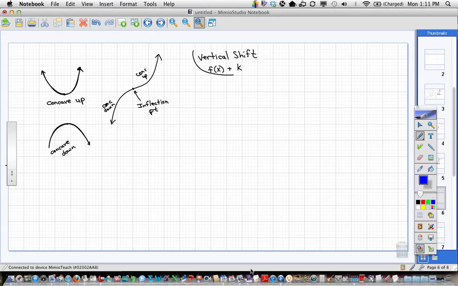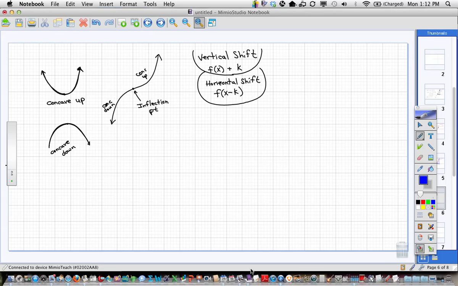Now a horizontal shift, that was when it was on the inside of the function. And it was opposite, so you have a minus in there. So if you're going to go to the right, it'd be -2, and it's on the inside of the function. Okay, so we have vertical shifts and we have horizontal shifts.